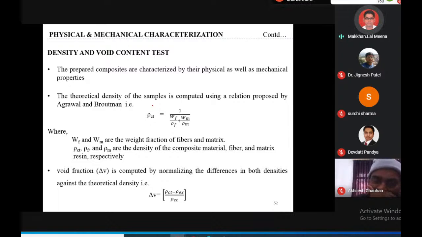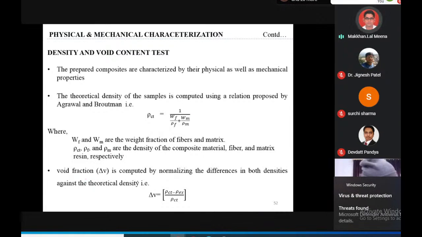So these are the very standard techniques, such as how to calculate density and find out the void content. These are a few methods or techniques. The prepared composites are characterized by their physical as well as mechanical properties. The theoretical density of the sample is computed using the following formula, which is given by Agarwal and Broutman. So this is the formula, and here are the abbreviations. Void fraction is computed by the following formula.